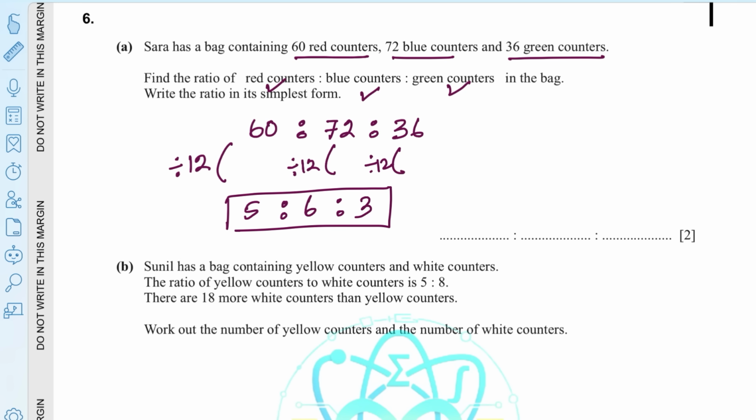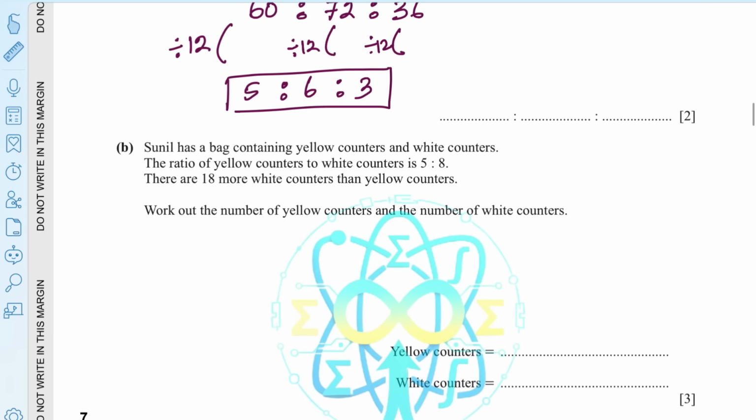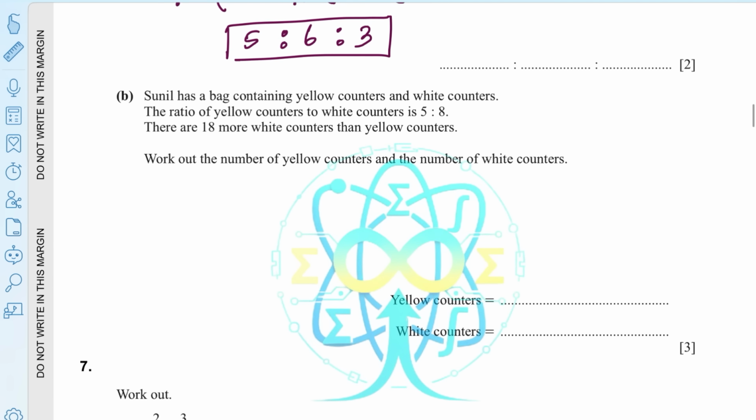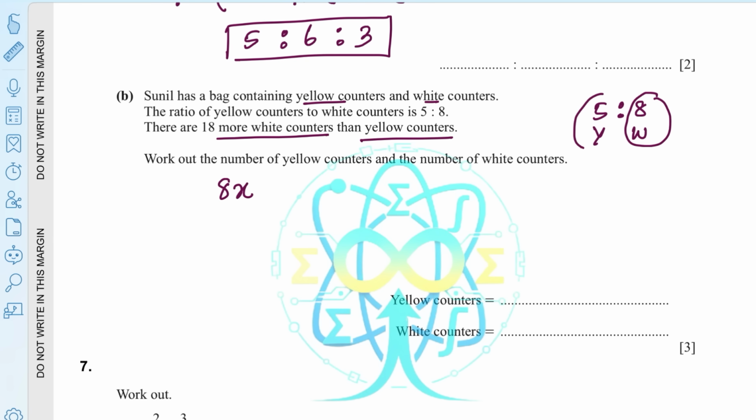Is it okay? Next, the person has a bag containing yellow and white counters, right? The ratio of yellow to white is given as 5:8. So this one is yellow counters, this one is white counters. There are 18 more white counters than yellow counters. Then find the number of yellow counters and white counters. What does it mean? For example, we have white counters as 8x and yellow counters as 5x. So as per the question, white counters are more, so 8x minus 5x is exactly equal to 18 counters.